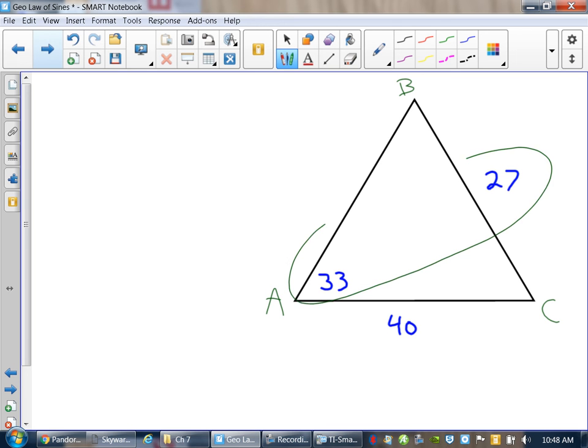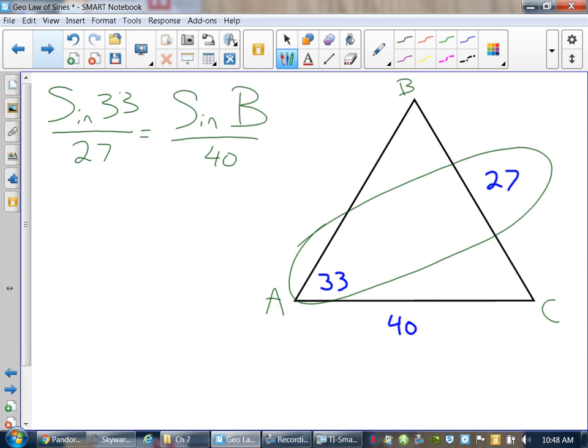Now watch what happens when you do this. Do we have a pivot? Yes. Okay. What angle is it forcing you to find first? B. It's forcing you to find angle B because we have side B opposite. So you write it out. The sine of 33 is to 27. Sine of the angle, side opposite, is the sine of B to 40.